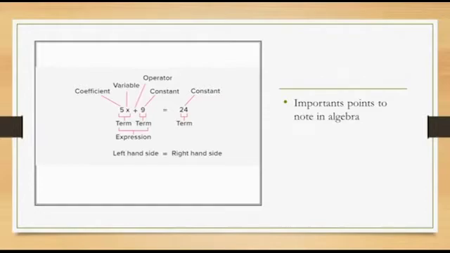Then you have on the right side of the equation 24, which is also a term, and it is also a constant. So those are just terms that you should know when you're doing algebra. So let's just look at those terms again. You have the expression. The expression is on the left side. It is not the complete equation. You have the variable, which is the unknown, the coefficient, which comes before the variable, and the operator, which you should know from operations on whole numbers and everything else.